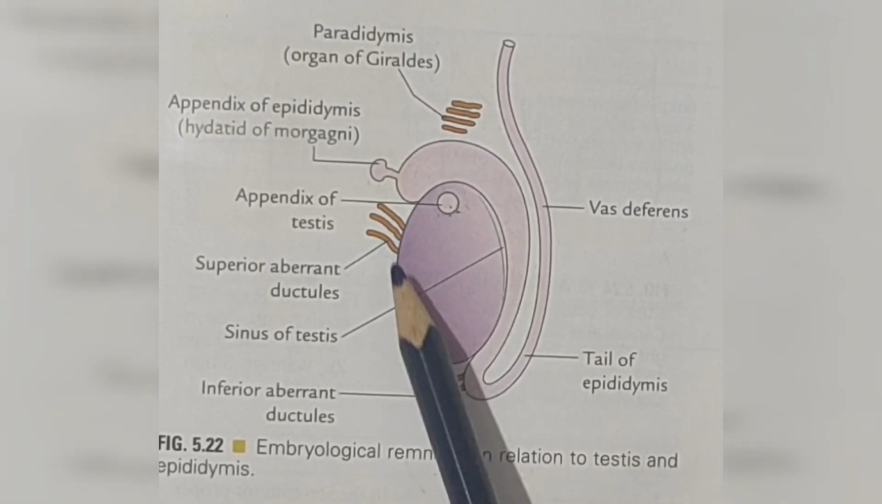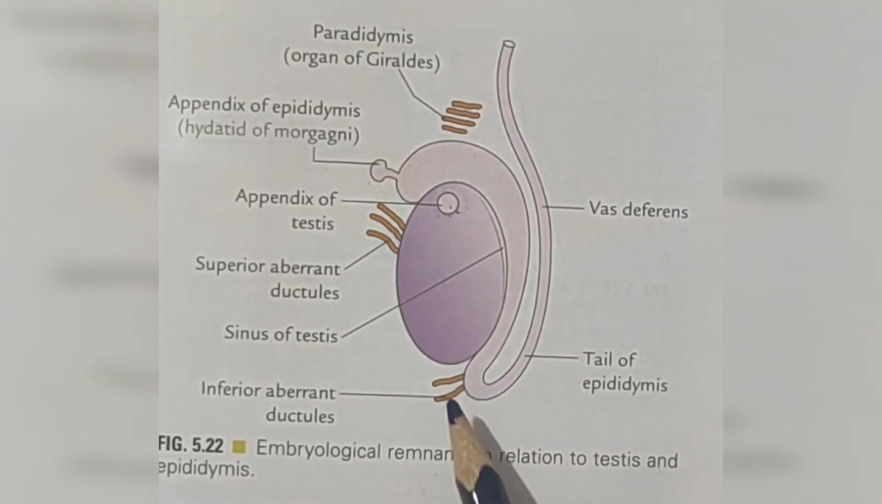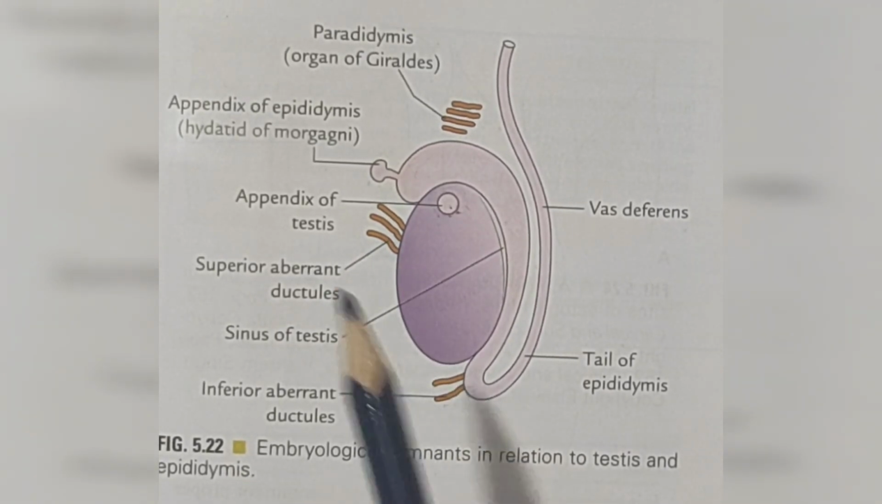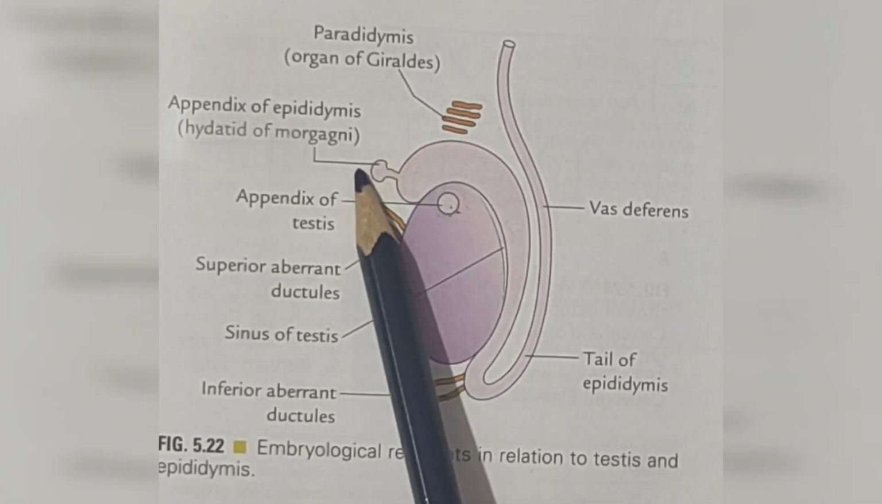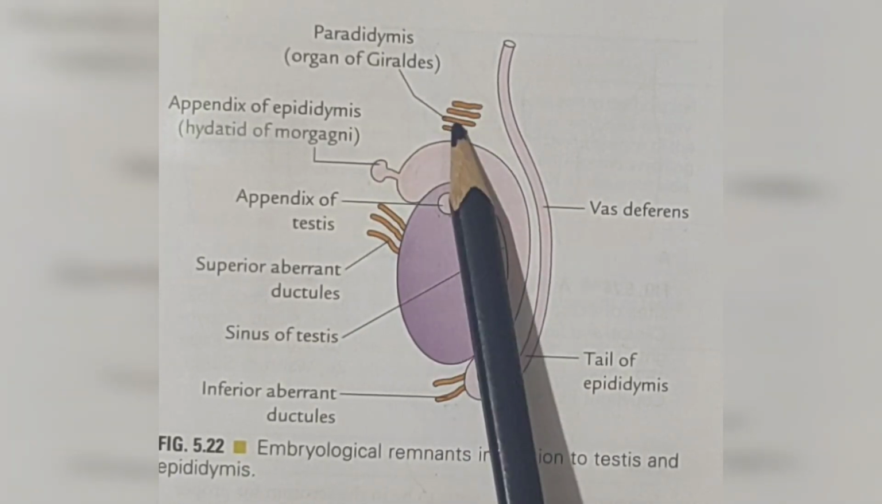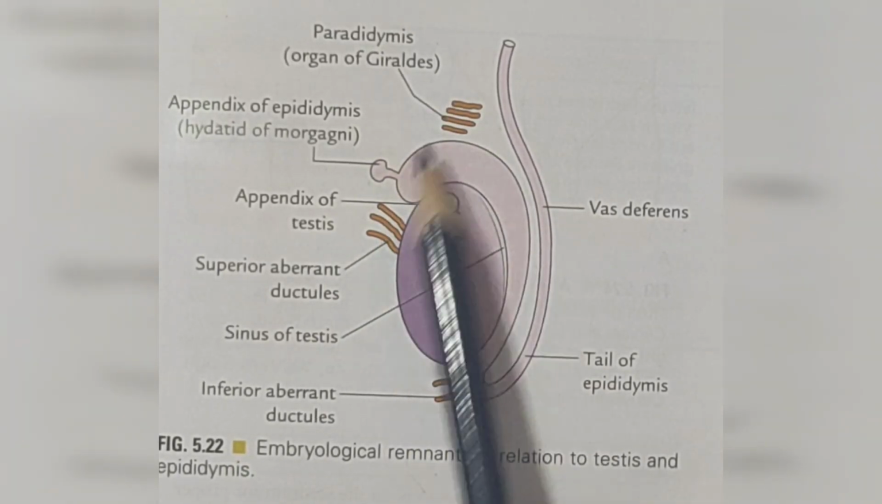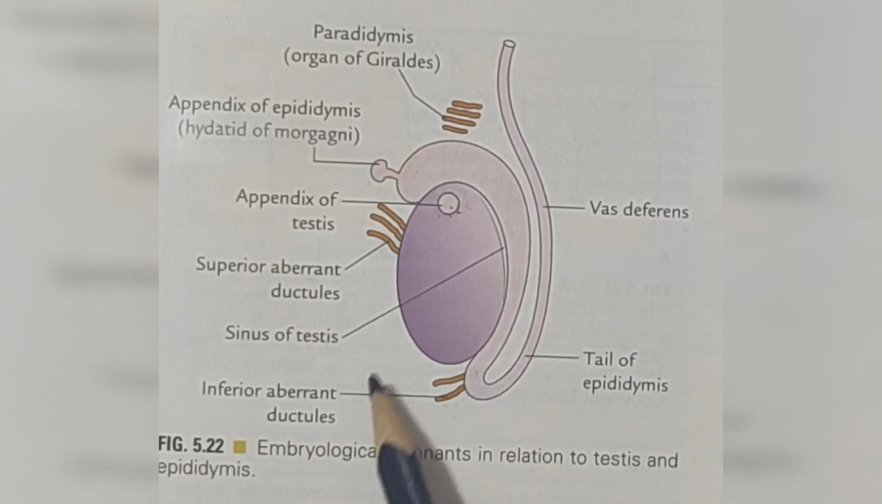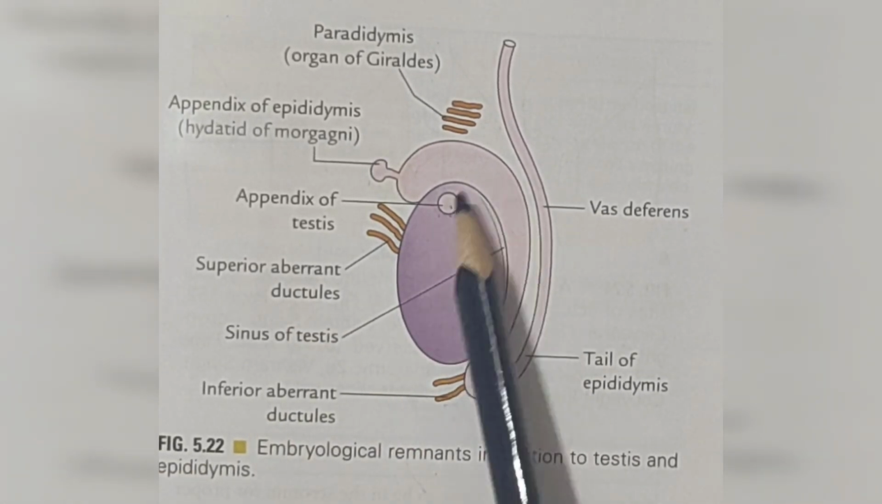So, we have superior aberrant ductules, inferior aberrant ductules, appendix of testis, appendix of epididymis, and paradidymis. So, these are the embryological remnants that we are going to study in relation to testis and epididymis.